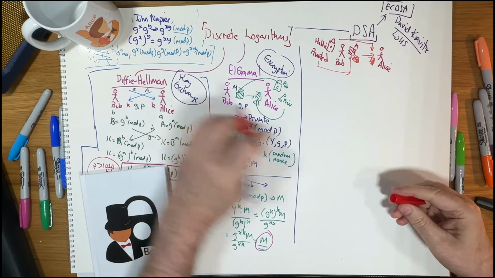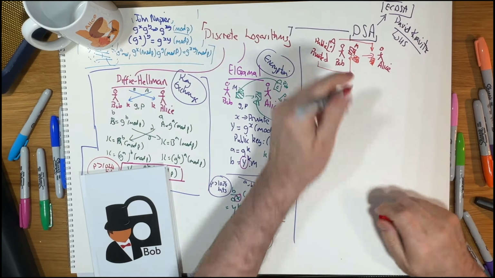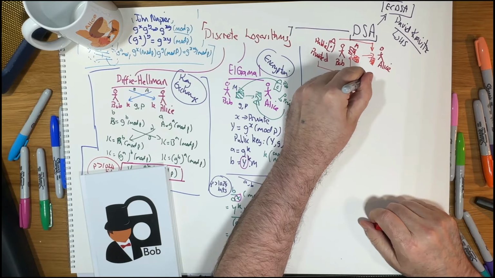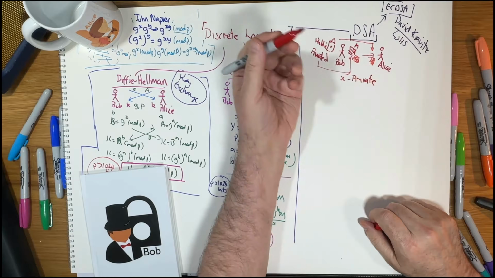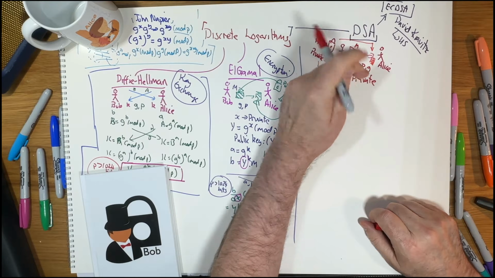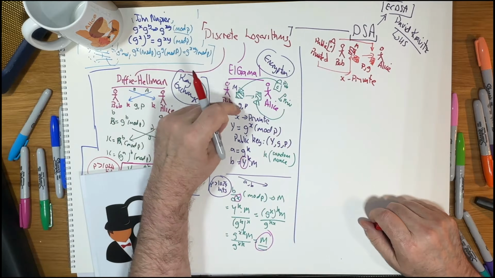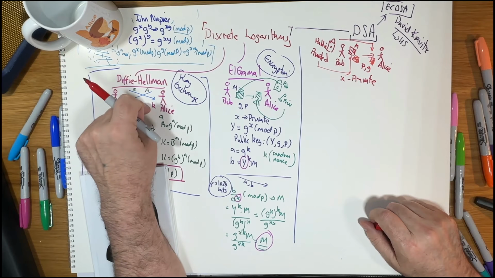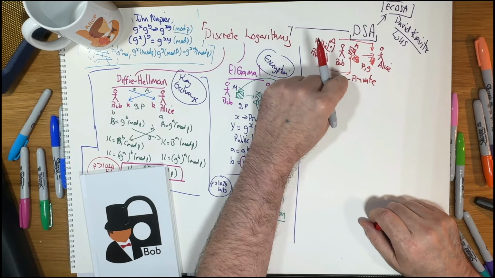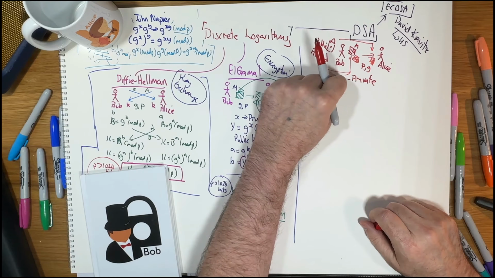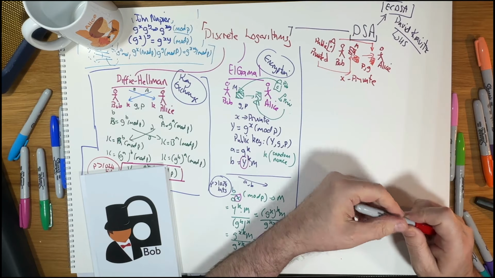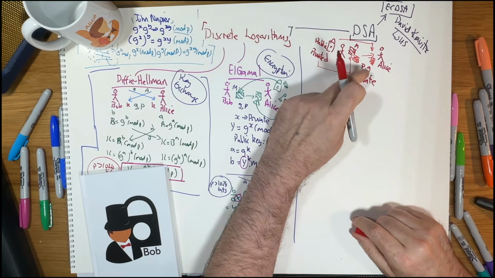As before, Bob creates his private key as X. Again, we agree on a prime number and a generator value, the G and the P here. The value of X will be somewhere between 0 and P minus 1, and will hopefully be a random value.